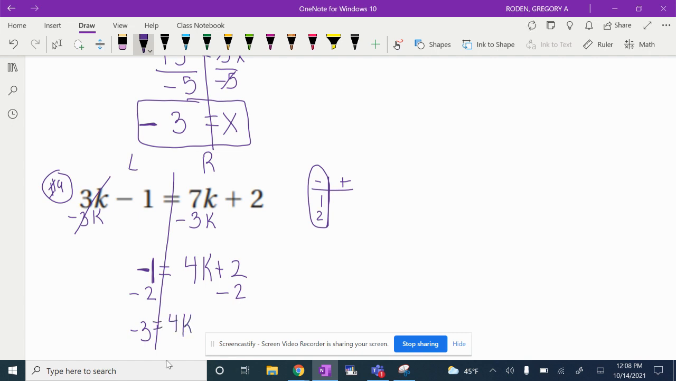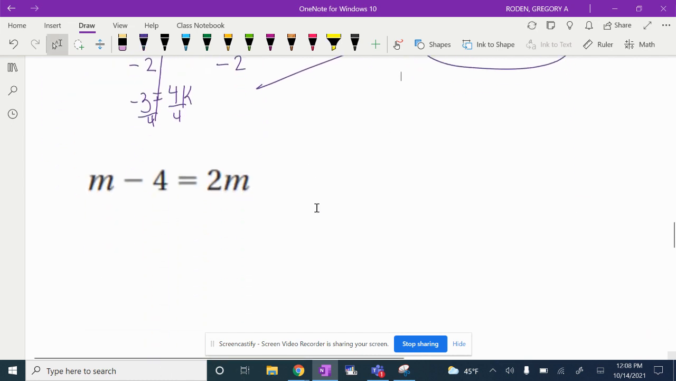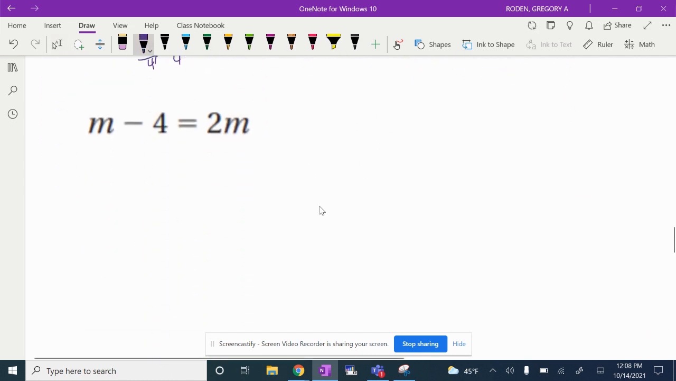And then I can just solve for k by dividing both sides by 4. So my answer is going to be negative 3/4 equals k. And I'm done because 3 and 4 will not reduce. That's a perfectly fine fraction. All right, last one, guys. Let's give this one a try. This should take us to the end. If you might not even have gotten this far, but if you did, that's awesome. This is number 10. Let's go ahead and do this.